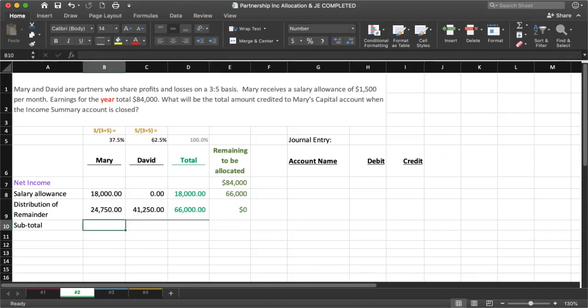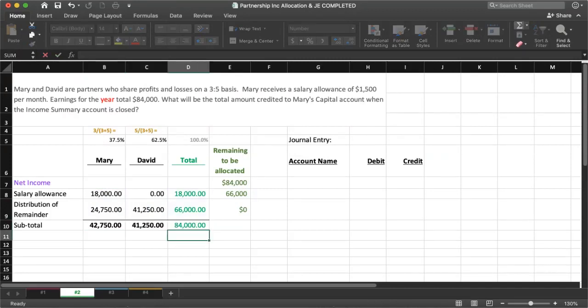And now we can figure out how much total is allocated to Mary. Her salary allowance plus the distribution of the remainder means that she is allocated $42,750. David, $41,250. And then the sum total, which is $84,000. So $84,000 matches the net income to be allocated. Zero here tells us that all of the $84,000 has been allocated.